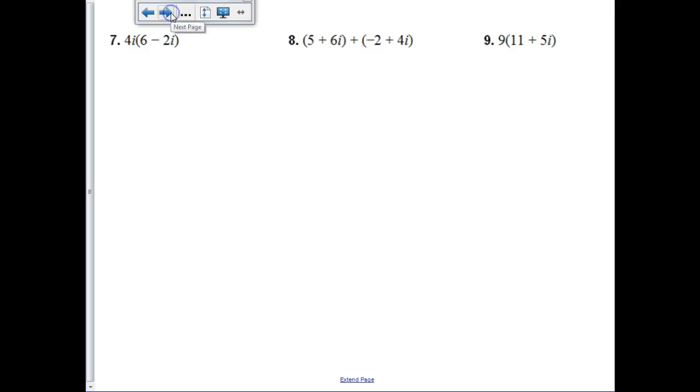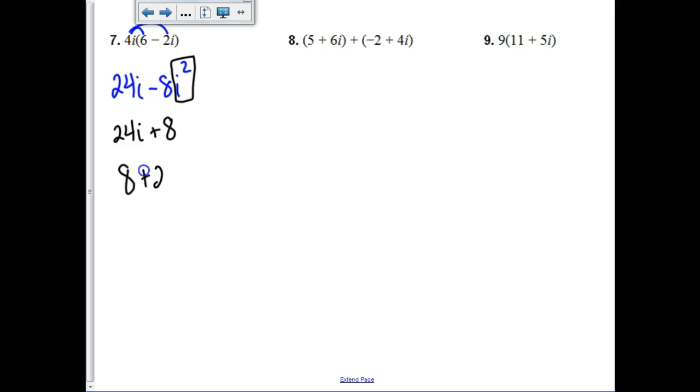All right, let's try 3 more then. I'm going to pause the actual video. So on number 7, saw y'all distributed the 4i. Which ended up being 24i, minus 8i squared. And then we remember anytime we see an i squared, we're going to replace that with a negative 1. So this is really 24i. Negative 8 times a negative 1 would turn into a positive 8. And again, if you left your answer like this, you're not wrong. It's just more proper to flip it around and put it in a plus bi form.